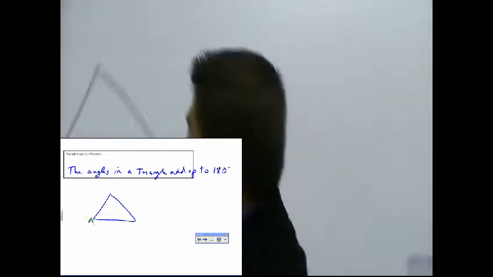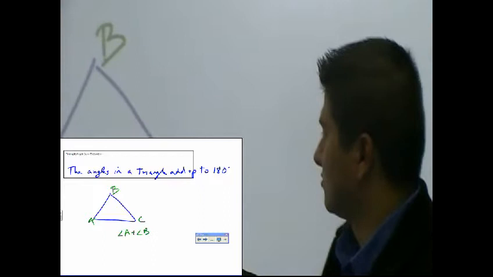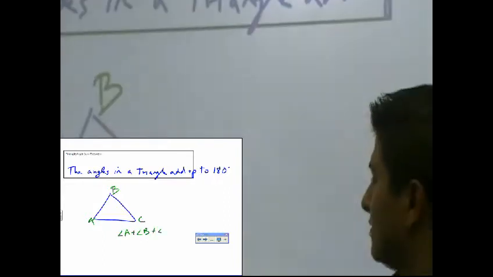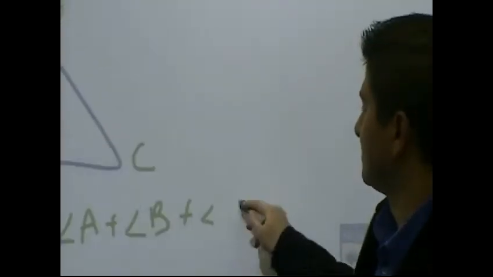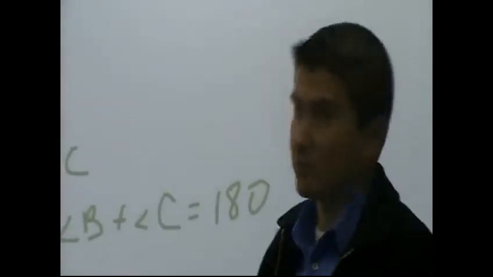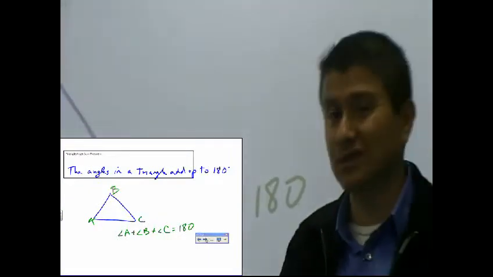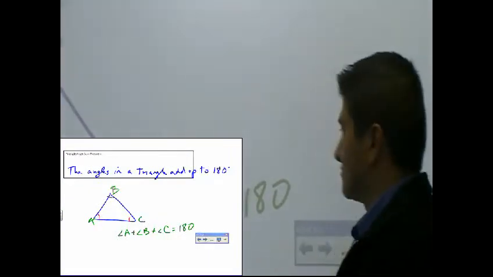So call this angle A, call this angle B, call this angle C, and we know that angle A plus angle B plus angle C adds up to 180. So we're going to use that rule. These three have to add up to 180. The angles, not the length of the sides, the angles.